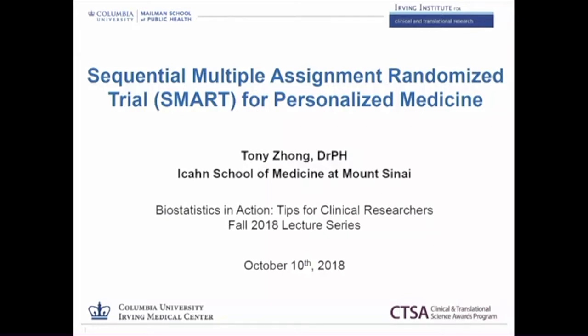Today, I will talk about the sequential multiple assignment randomized trial, with the short name SMART trial. This is a novel clinical trial design for comparing multiple adaptive interventions. I will introduce the concept, give several examples, and talk about the methods to design and analyze this trial.